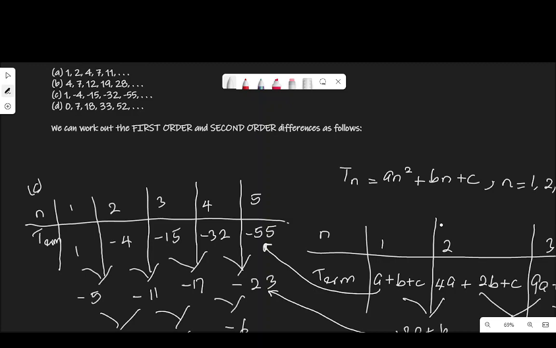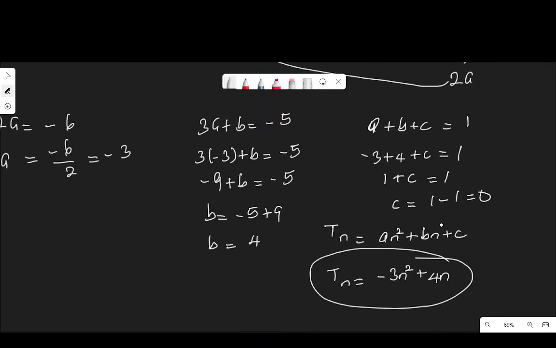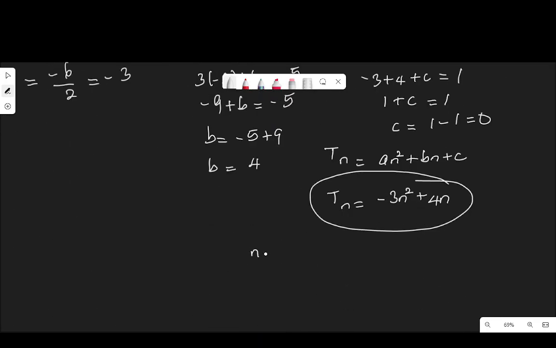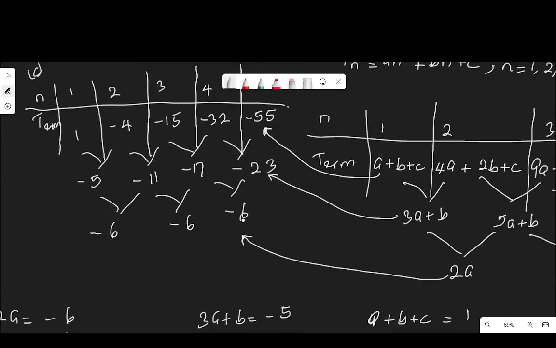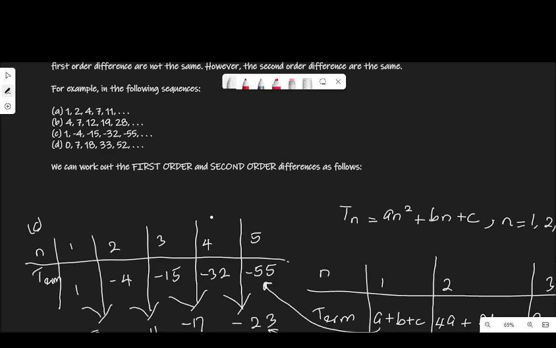The first term is 1. That is for when n is equal to 1. So if n is equal to 1, putting in 1 here, I have 1 squared is 1. Let me even write it. Minus 3 times 1 squared plus 4 times 1. 1 squared is 1 times minus 3 is minus 3. And 4 times 1 is 4. Minus 3 plus 4 is 1. Of course, it agrees with the first term of the sequence, which is 1.